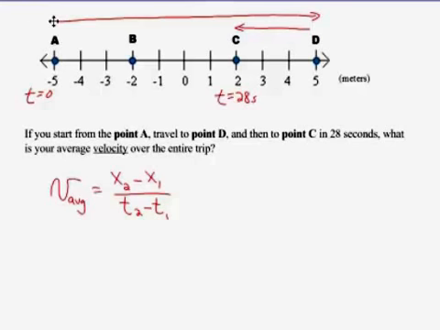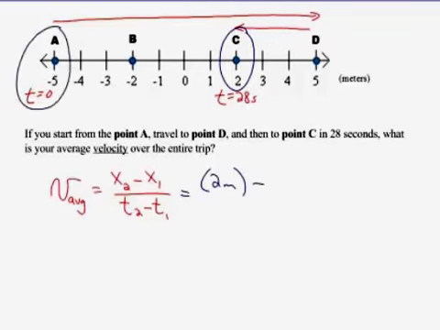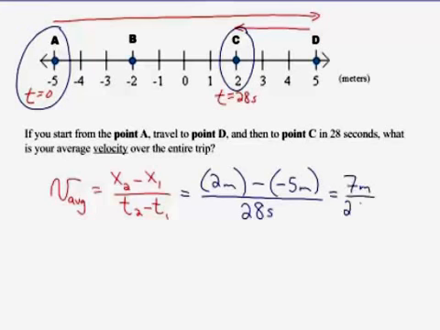And from this, we need to look at the displacement. So our final position is the position at point C, which is 2 meters. And we subtract from that the position when we were at point A, which is negative 5 meters. And the time interval, again, is 28 seconds. Again, it's 28 seconds at the end minus 0 seconds at the beginning. And so this will be 7 meters divided by 28 seconds, which will be 0.25 meters per second.